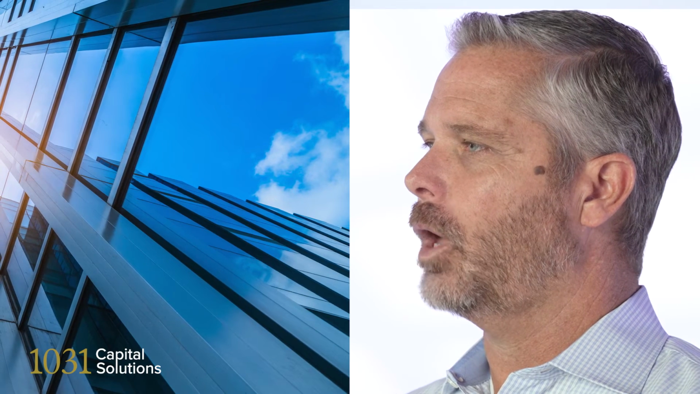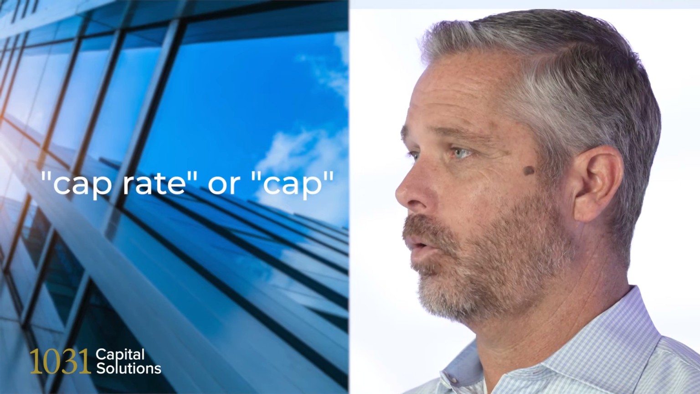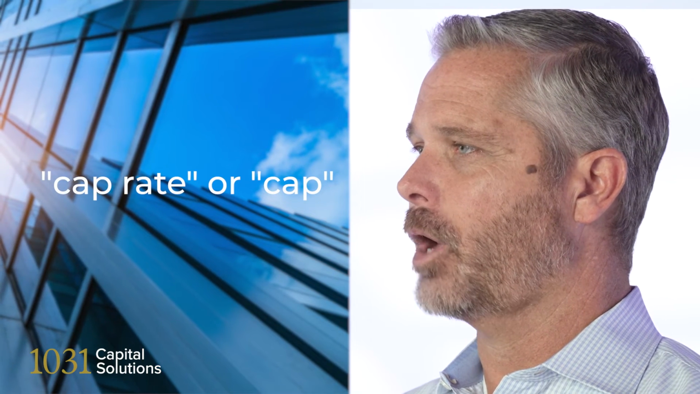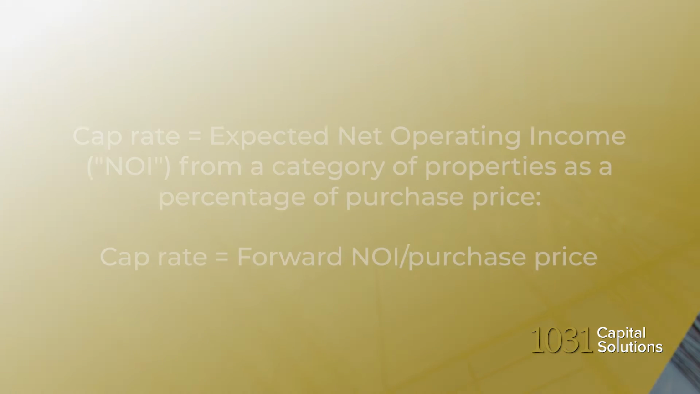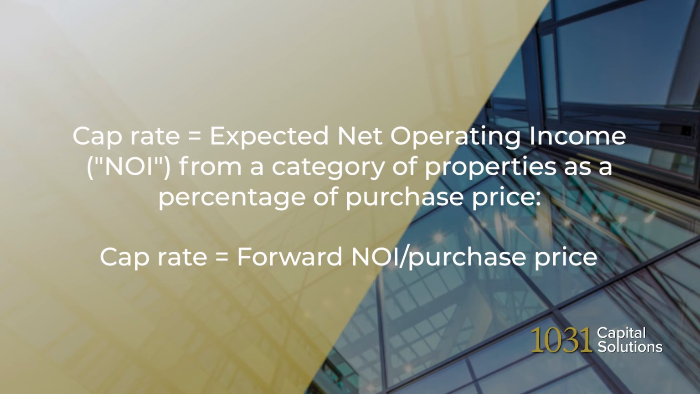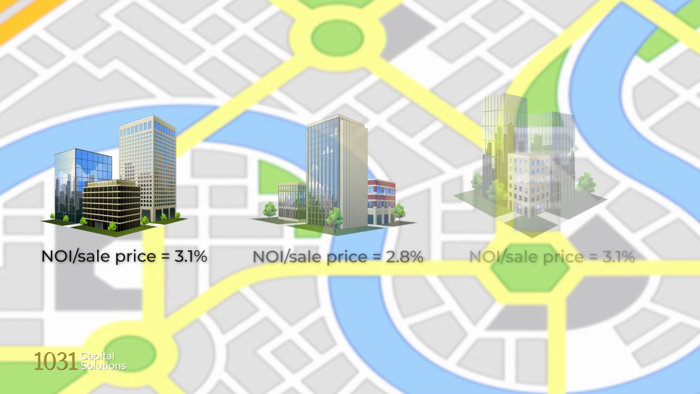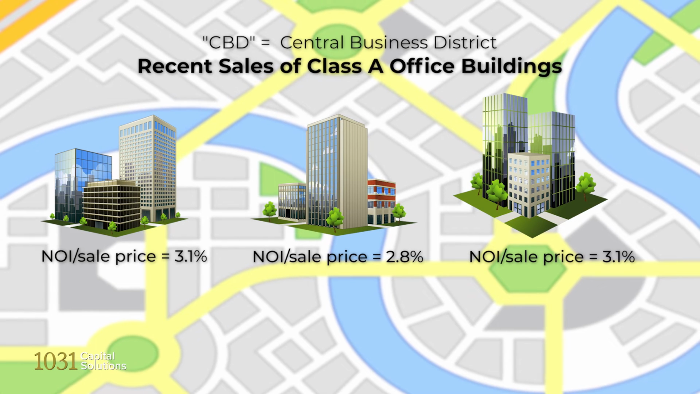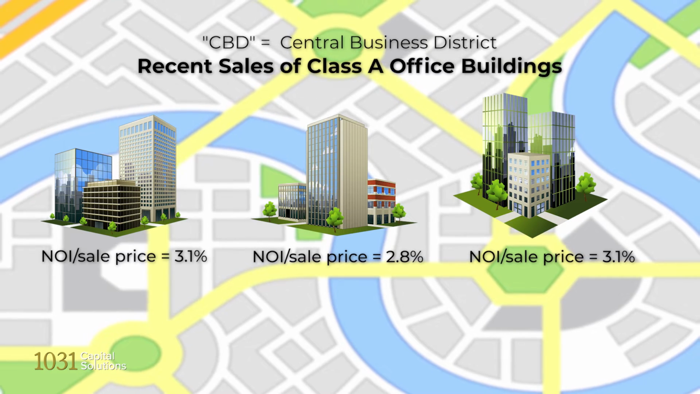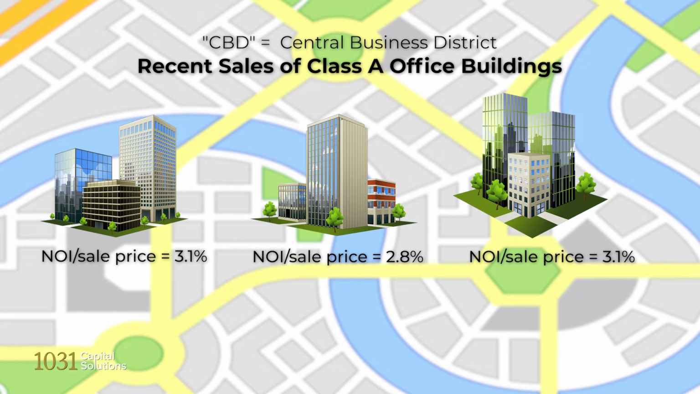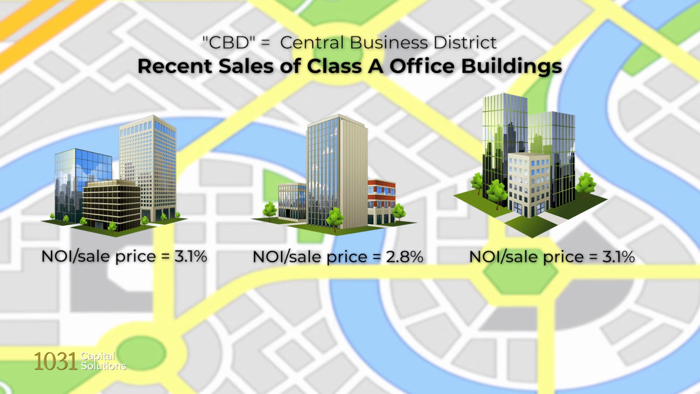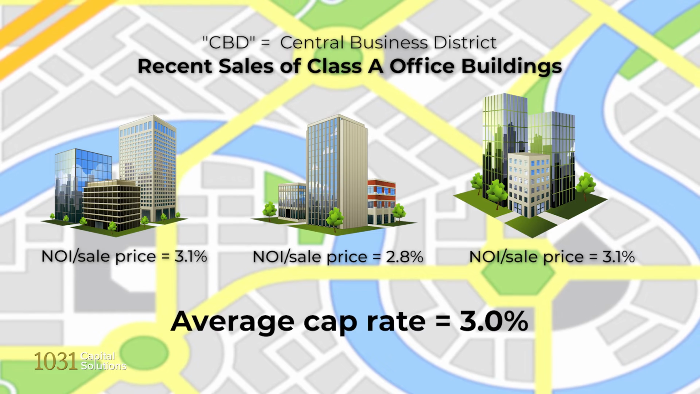Reporters and analysts will often describe the average cap rate, or cap, for a given type of property in a given market. For example, they might say Class A office in the CBD is trading at a 3 cap. Translated from broker speak, this means that all of the newer office buildings with modern amenities in the central business district that sold recently were purchased at an average price in which the projected 12 months of net operating income for each property was 3% of said price.